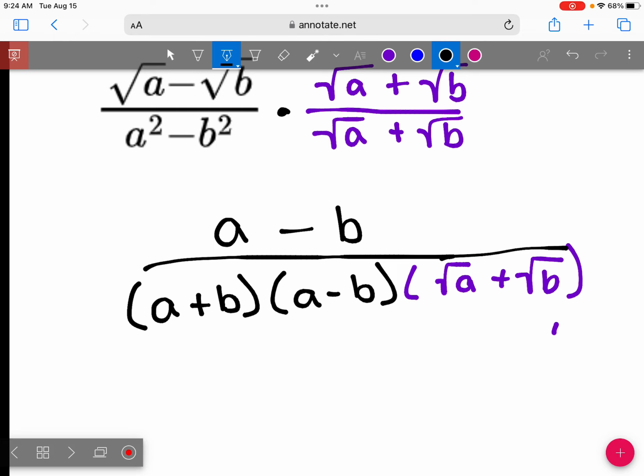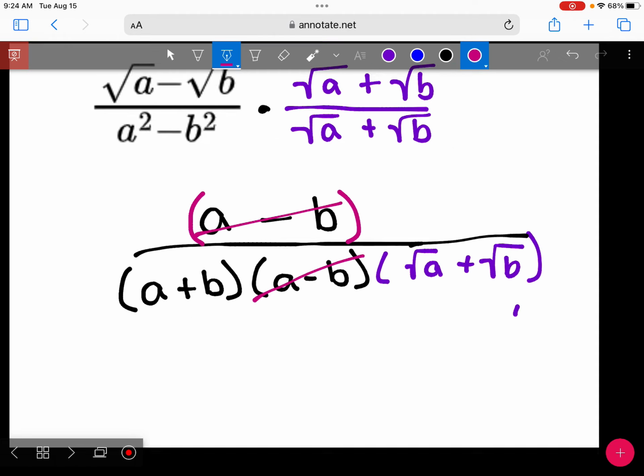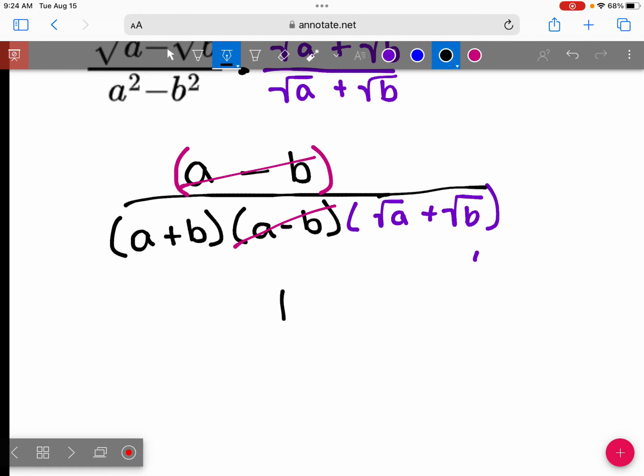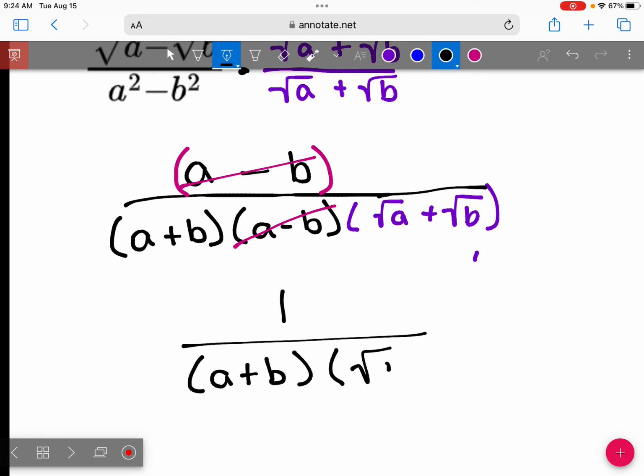Sometimes they'll ask us to factor in the middle, because if I factor in the middle like that, what can I do? Cancel out my a minus b. And we're left with 1 over a plus b, square root of a plus square root of b. And we can leave it like that. You do not have to remultiply stuff out.